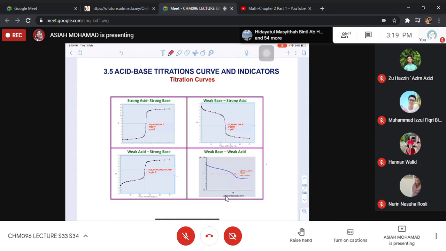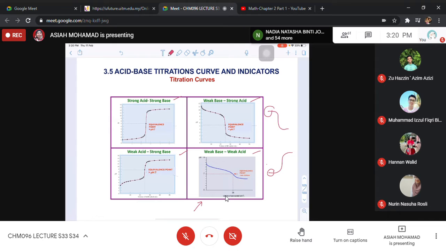Alright, so these are the types of titration curve. There are 4 types: strong acid with strong base, weak base with strong acid, weak acid with strong base, and weak base with weak acid. If you look at all 4 of these curves, most of the curves will have an S shape, either starting from the pH of base or pH of acid.